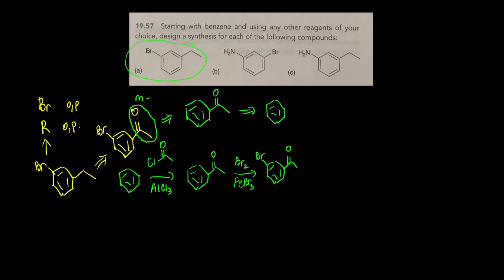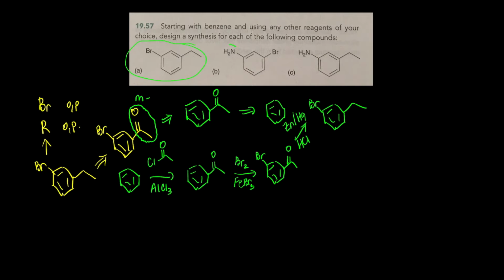Now, this is not quite the product yet. We need to remove that carbonyl. And if it's right next to the aromatic ring, we can do that with the Clemmensen reduction. That's zinc. Sometimes we add mercury to that to activate the metal, and so we get meta-bromoethylbenzene. Okay, so that's the recommended procedure there.